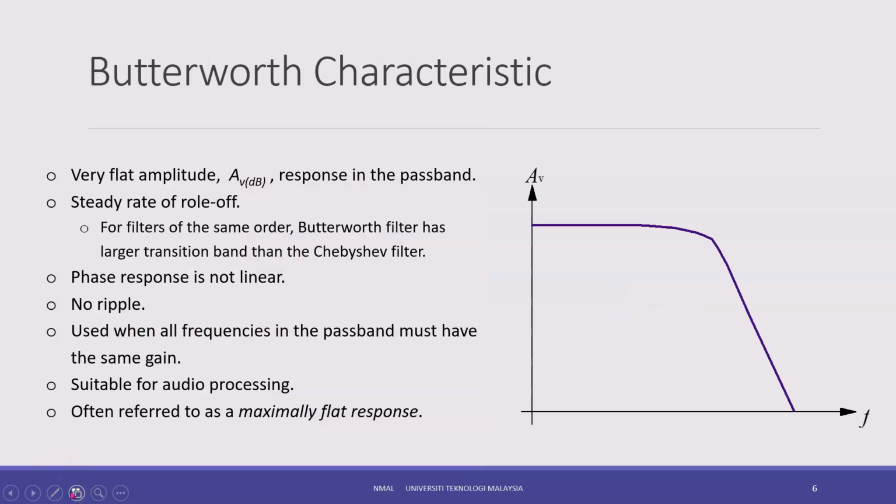We look at the Butterworth characteristic first. For this chapter, we're going to design the transfer function for the Butterworth. The Butterworth has a very flat amplitude response in the pass band. At the pass band here, it is flat, with no ripples.